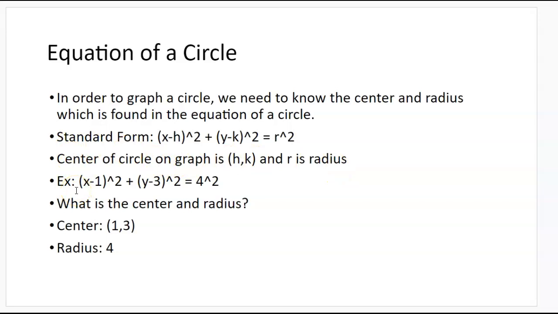And so here's an example. (x - 1)^2 + (y - 3)^2 = 4^2. So what's the center and radius? The center is, as we see here, 1, because that's the x, and then 3 is the y, and then the radius is 4.